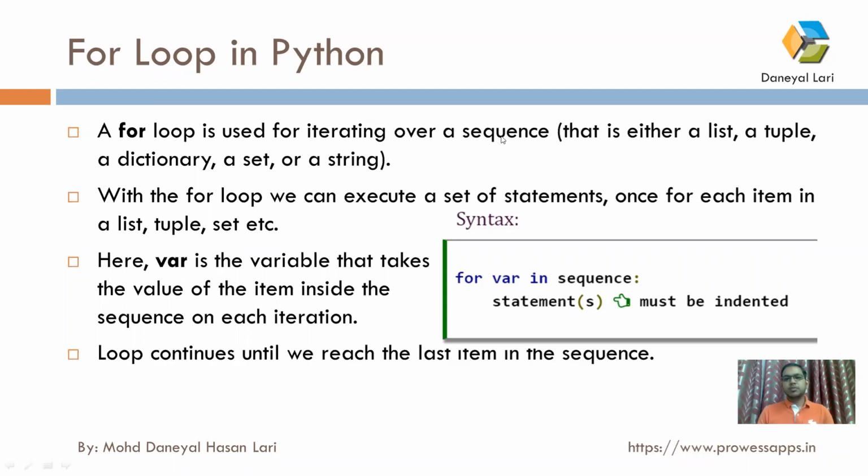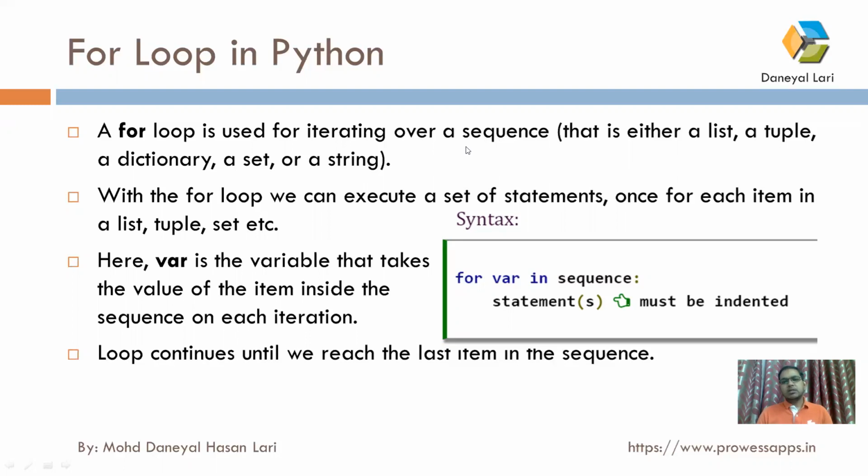So the for loop doesn't work in a normal way. If you want to use the for loop, then you have to have one sequence. That sequence could be your list, tuple, dictionary, set, or a string. Sequence means any variable that contains more than one element, more than one value. So that is called a sequence. A list can contain more than one value at a time, so the list is a sequence. A tuple can contain more than one value at a time, so a tuple is a sequence. Dictionary, set, and string are also sequences that we can use with for loops.